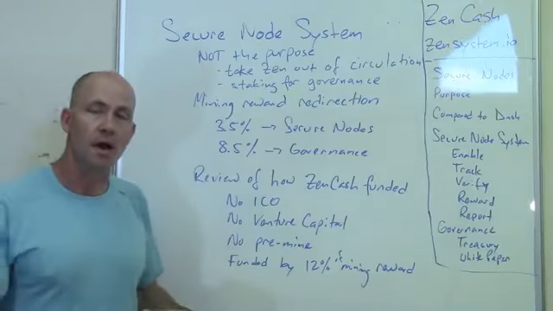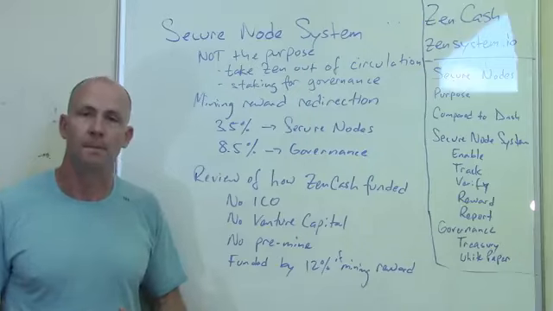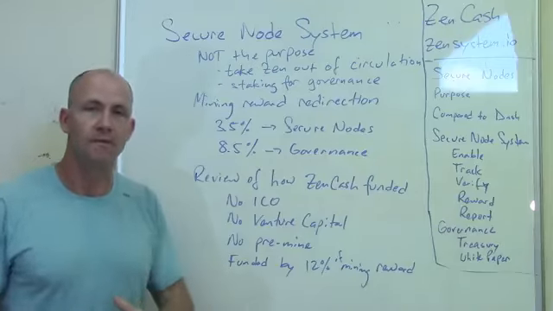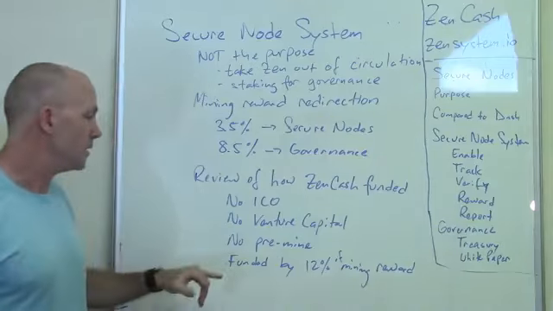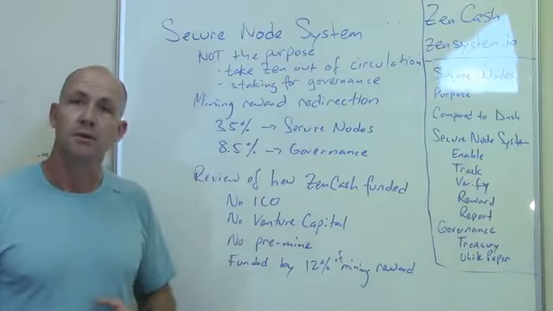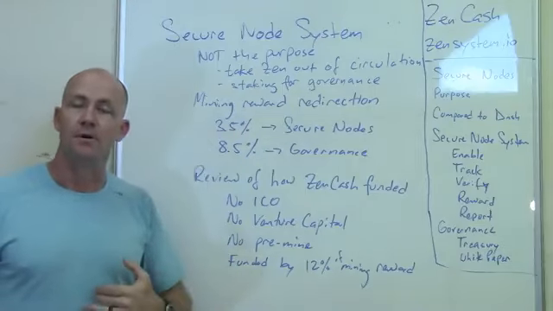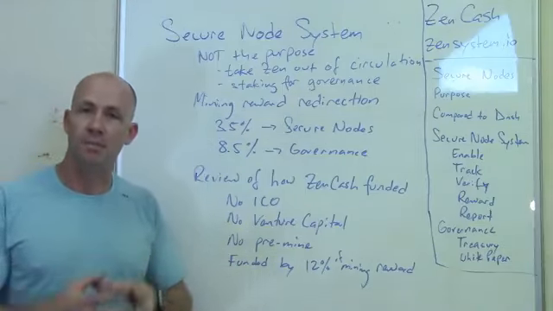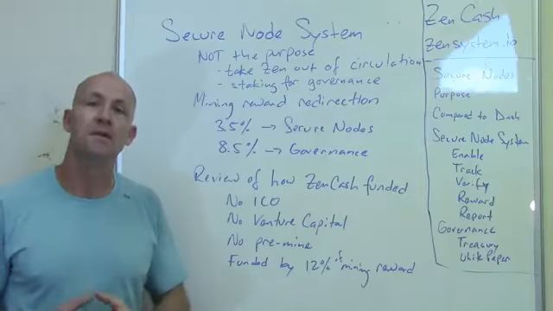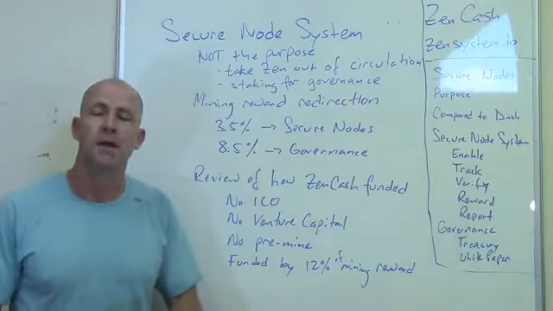We didn't start out with a large pool of money through an initial coin offering. We didn't do a pre-mine. We're not venture capital funded. We're funded by the 12% mining reward redirection. So we're using these governance funds to pay for the Zen Cash secure node system, to pay for the implementation of governance, to pay for the other things that we need to do, like getting hardware wallets and other stuff like that.